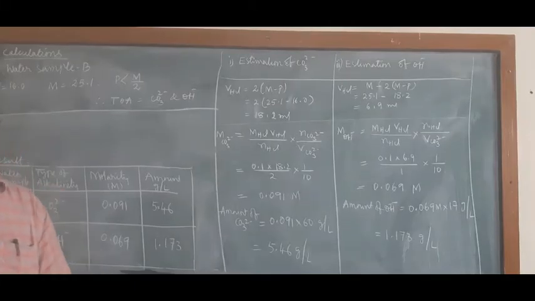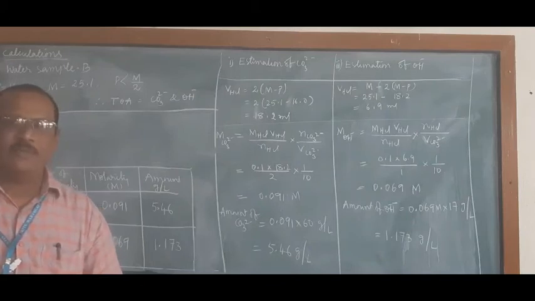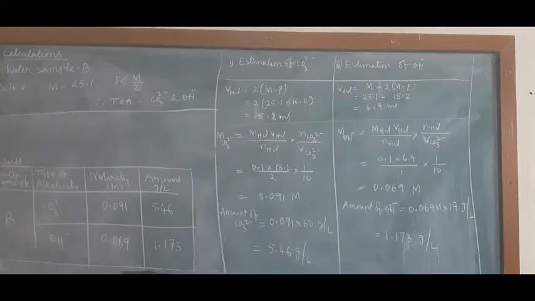Okay, students, let us see the calculation part of the experiment. So, calculations of water sample B. For water sample B, we got 16 ml of phenolphthalein reading. P is equal to 16, M is equal to 25.1.